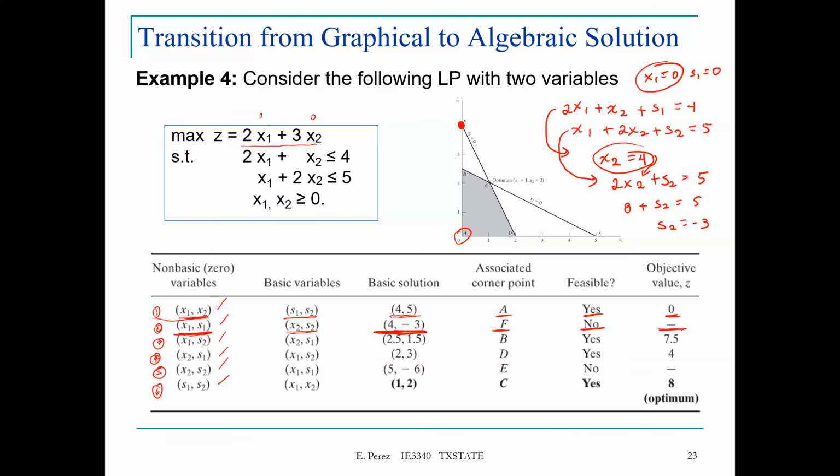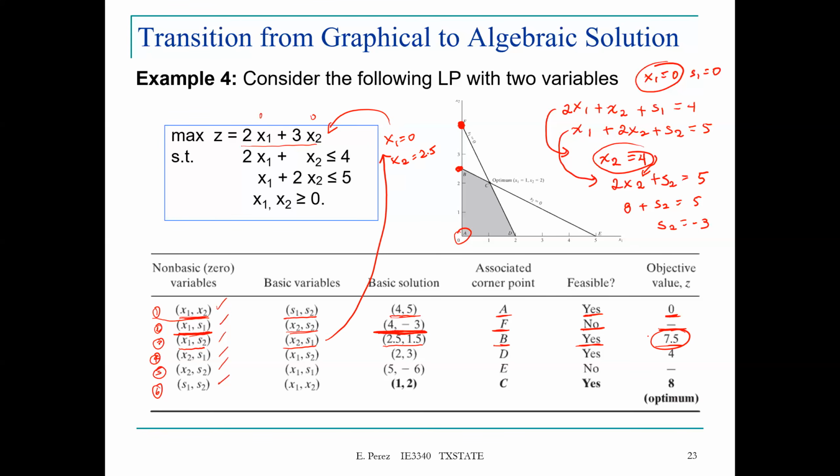And you can follow the same process for each one of them. Like if we make x1 and s2 equal to 0, the basic variables are going to be x2 and s1, and the solution for x2 and s1 is going to be 2.5 and 1.5. The associated point for that one is this one. It is part of the feasible region, yes. So you can substitute x1 equals 0 and x2 equals 2.5 into the objective function, and that's going to give you this objective function value.